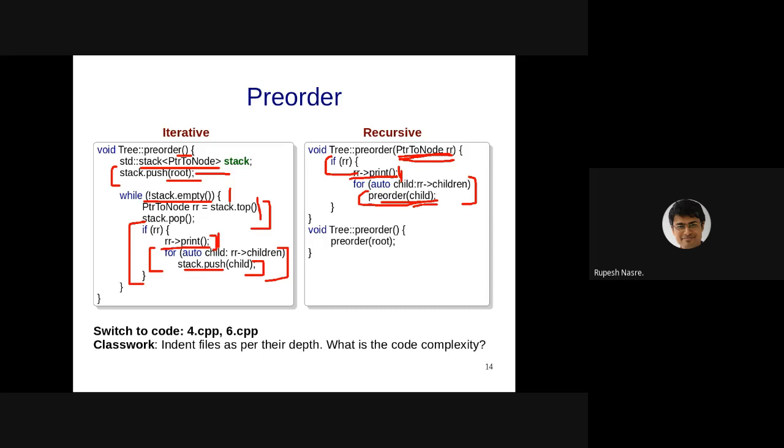Mrutyunjay says it is order of number of children raised to height. Okay. So depending upon the height, it is going to do exponential amount of work. Madhur says order 2n, as we need to add each node in stack and then remove it. I'll wait for a few seconds for more suggestions.